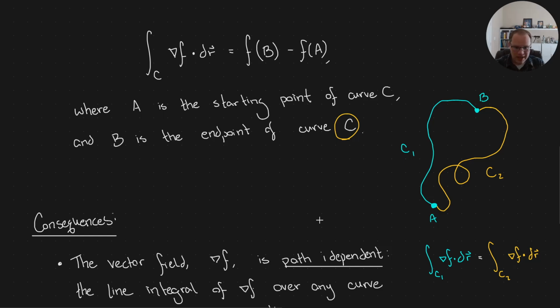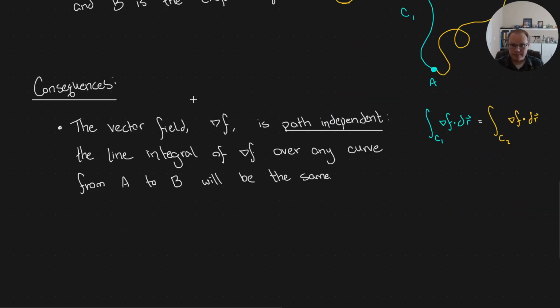And so we say it is path independent. It doesn't matter which path we take to get from point A to point B. The integral will be the same as long as the endpoints are the same. Doesn't matter what path I take. As long as the endpoints are the same, the integral ends up being the same. The endpoints are all that matters for a gradient vector field. Okay?